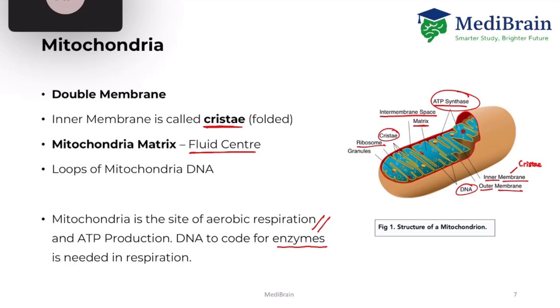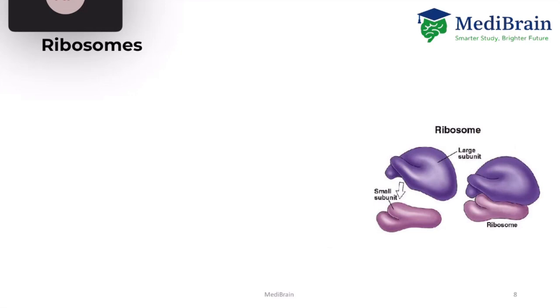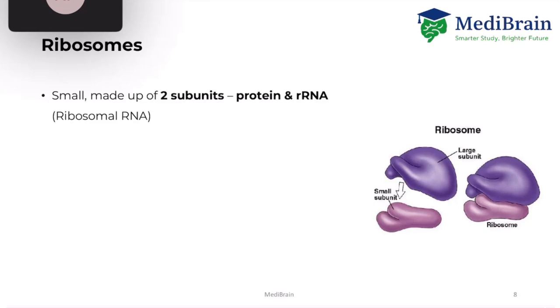Okay, we're now going to move on to ribosomes. Again, you don't need to know about the structure of ribosomes because it's a really tiny structure, but you do need to know what ribosomes are made of. I've seen loads of exam questions ask this. Ribosomes are made of protein and or RNA. Learn this, because I've seen exam questions multiple times asking what ribosomes are made of. They are made of protein and or RNA, which is also known as ribosomal RNA.